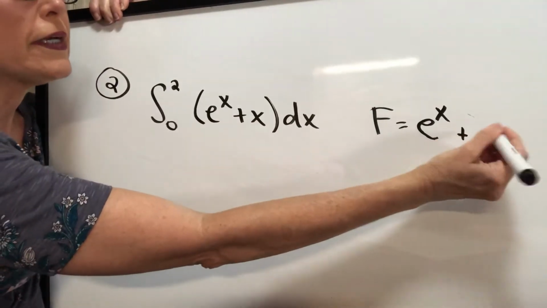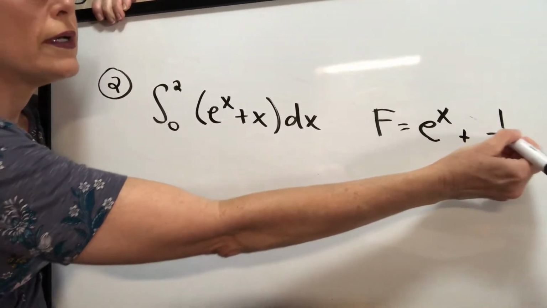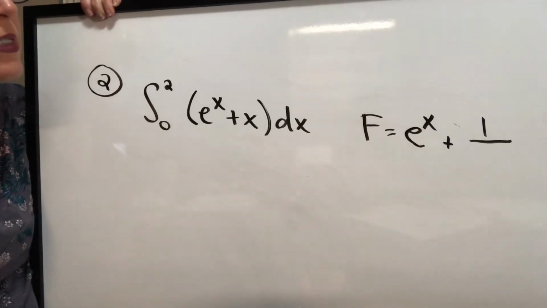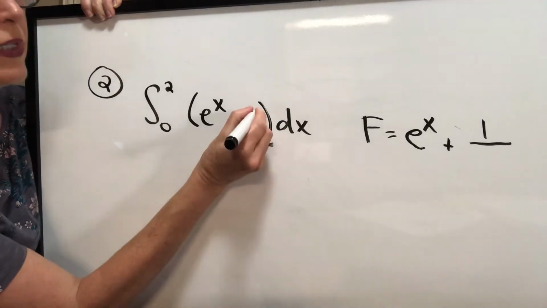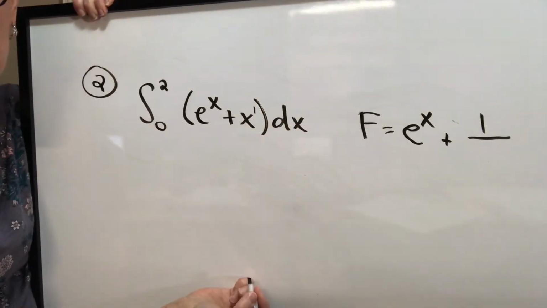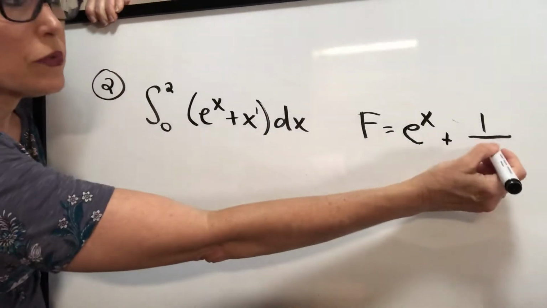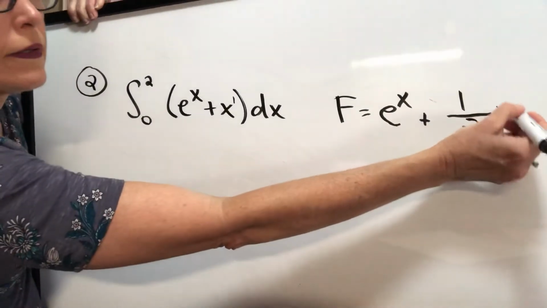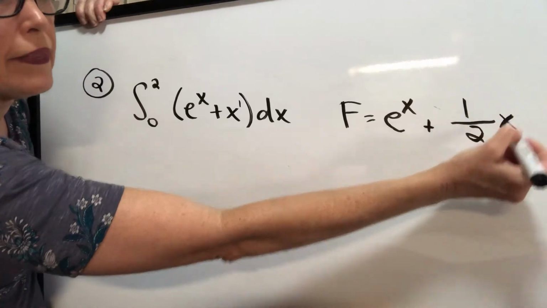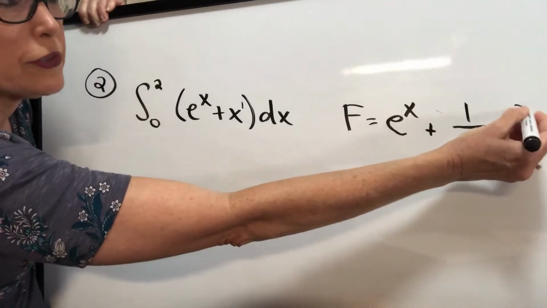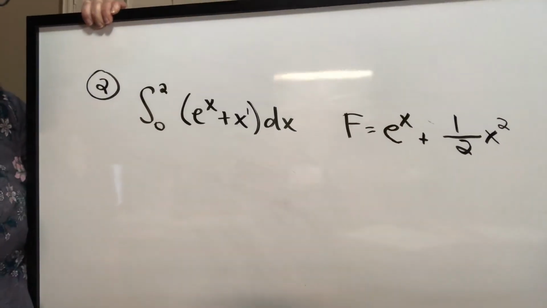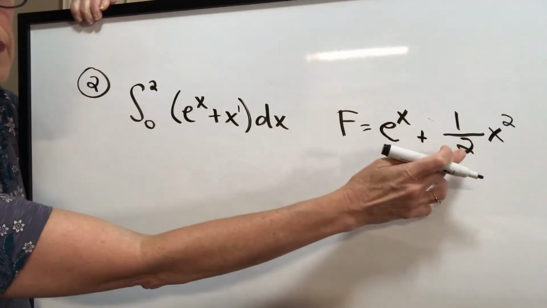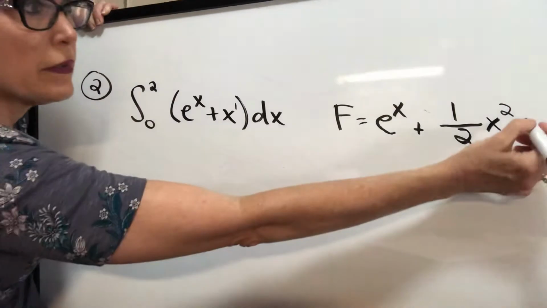So you're going to write it as a fraction with 1 in the numerator. And in the denominator, you have to consider that this is really like x to the first power. So you add 1 to it. So 1 plus 1 would be 2. And then the variable, and then the same exponent that is down here, 2. So your antiderivative would be e to the x plus 1/2 x squared plus c.